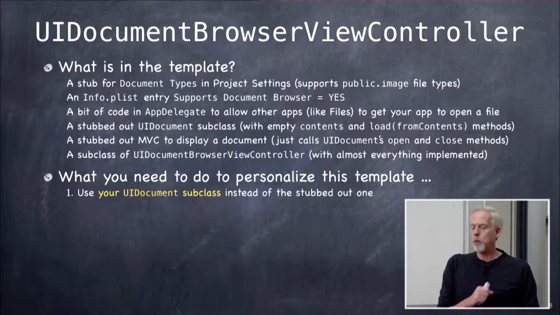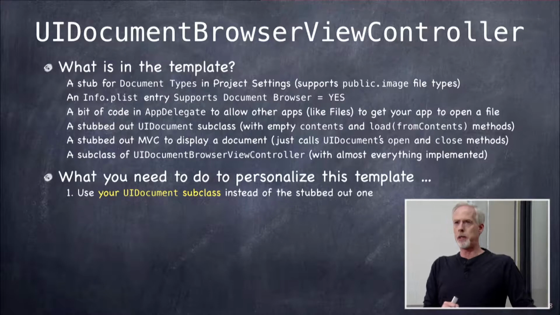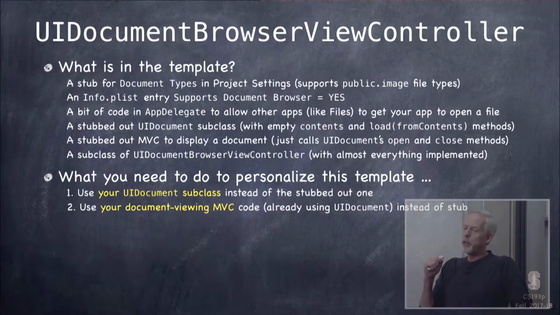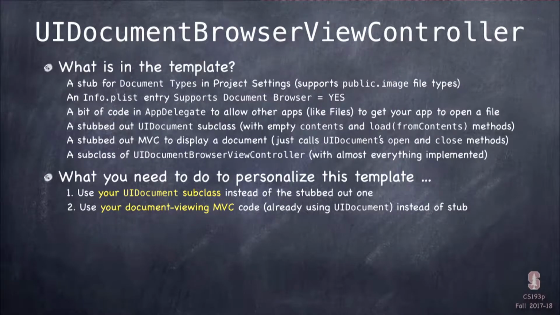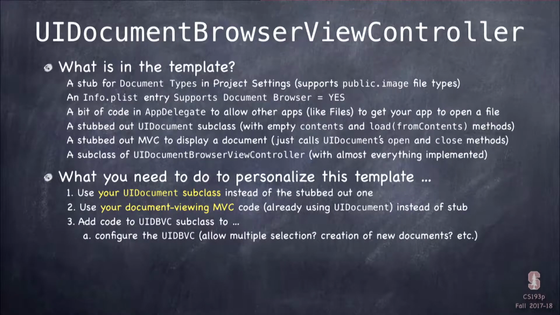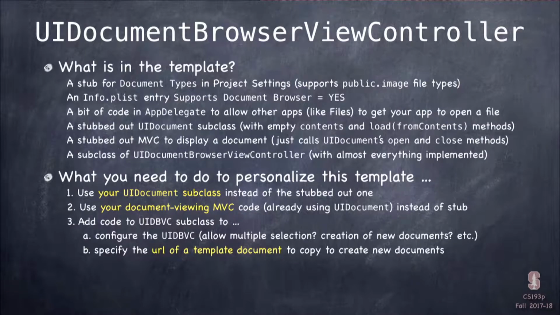So after you create a project with this template, what do you need to do to get your app working? Well, 1, you've got to have your own UIDocument subclass, of course. 2, you've got to have your own document viewing MVC, right? Like EmojiArtViewController or your image gallery view controller, whatever, from your homework. Then you have to add a little bit of code to this UIDocumentBrowserViewController subclass that comes with the template. In its viewDidLoad, you're going to configure it a little bit. It has a couple of vars you can set.